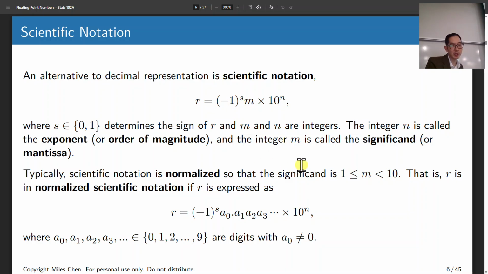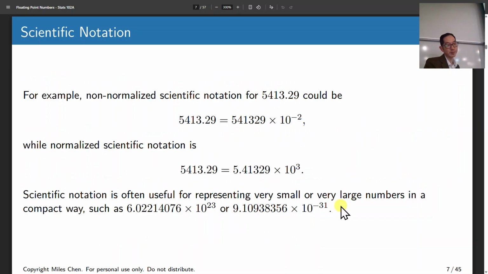And we still have a sign bit. When you have normalized scientific notation, the rule for normalized is that you have just one digit in front of the decimal point, and that leading digit can't be a 0, okay? And then you have a bunch of other digits. So you can have that number 5,413.29.